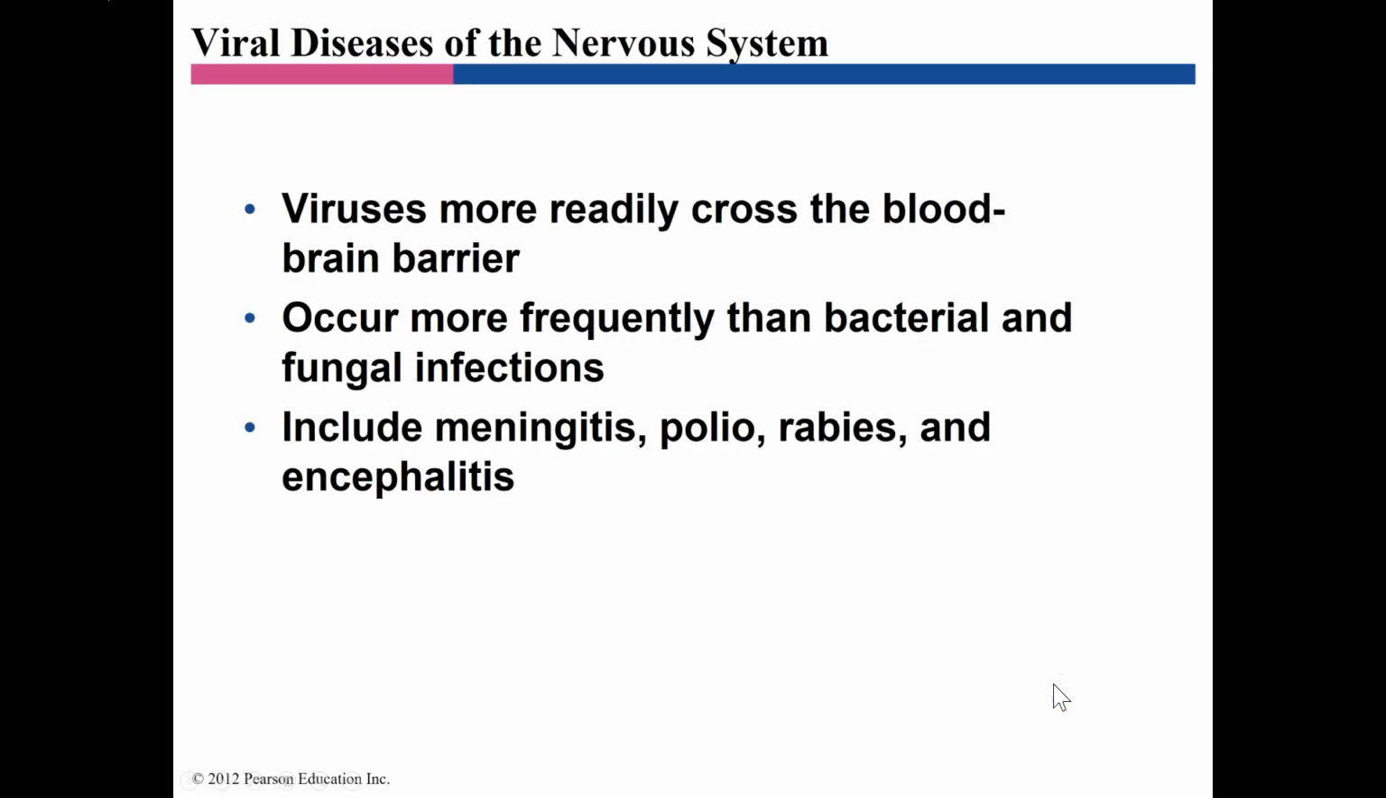This is the second lecture for Chapter 20 that's covering infectious diseases of the nervous system. Now we're going to talk about the viral diseases of the nervous system. Since viruses are much smaller than bacteria, they more readily cross the blood-brain barrier. So you'll find viral infections of the CNS more frequently than bacteria. These include viruses that can cause meningitis, polio, rabies, as well as encephalitis.